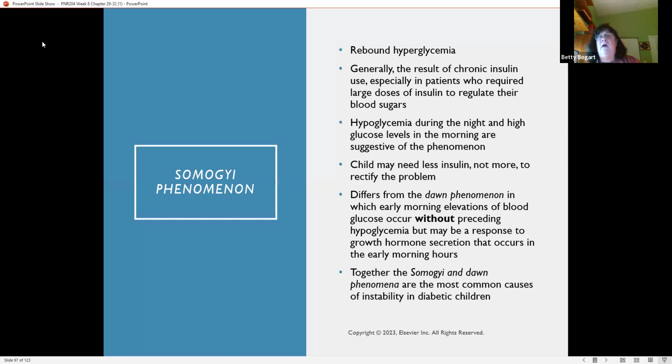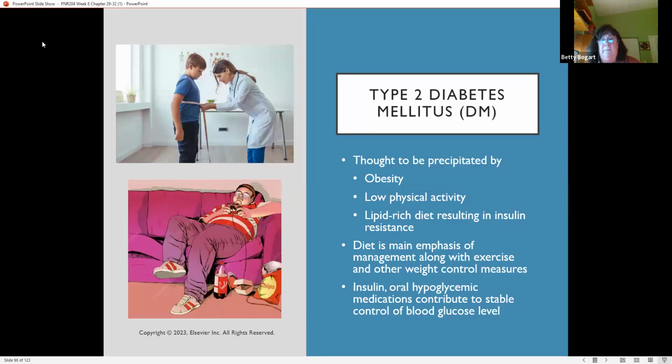Somogyi phenomenon is what we call rebound hyperglycemia, as they get hypoglycemic during the night, and the child needs to have just less insulin. And then there's dawn phenomenon. These are two things that were given to you in pharmacology. I used to teach it, so I remember teaching about it. It's that early morning blood sugars that you can see. So Somogyi and dawn are two of the things that you see in children.